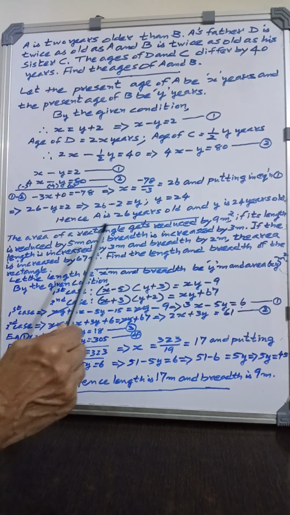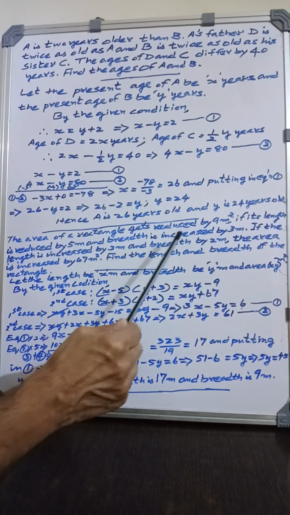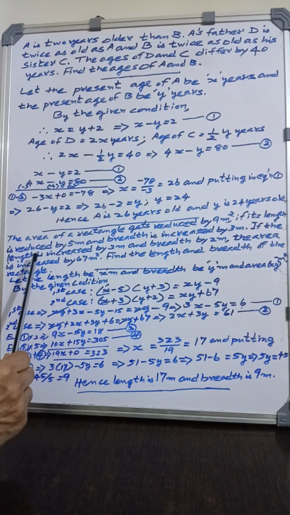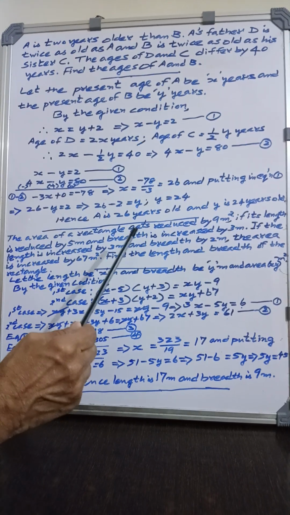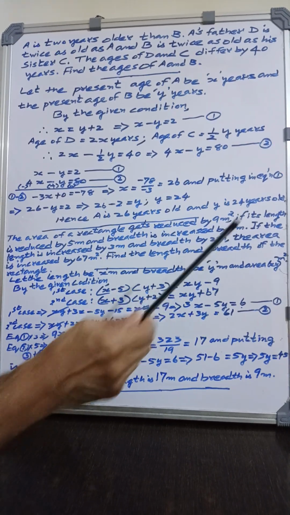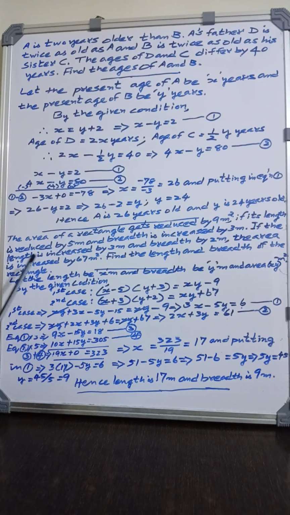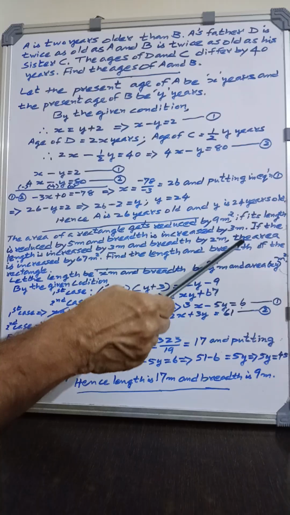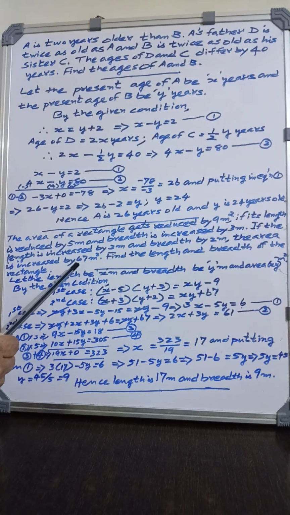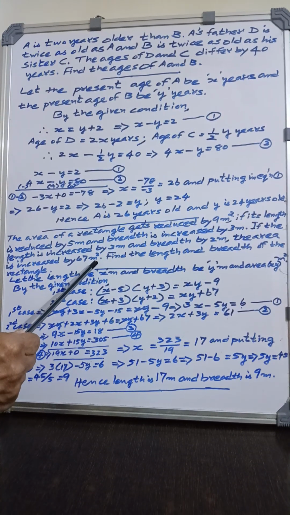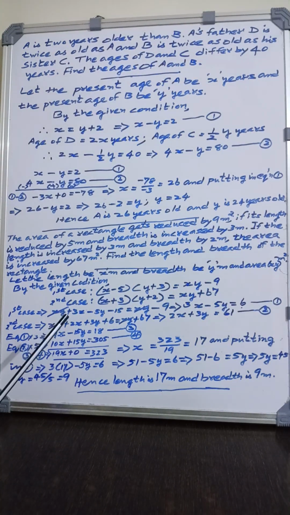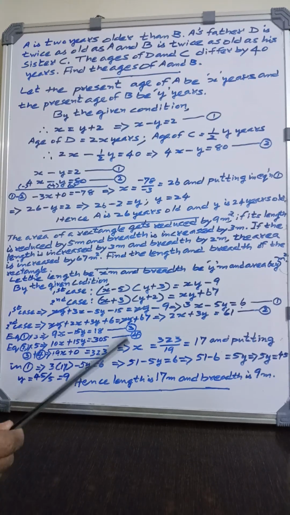The area of a rectangle gets reduced by 9 meters squared if its length is reduced by 5 meters and breadth is increased by 3 meters. If the length is increased by 3 meters and breadth by 2 meters, the area is increased by 67 meters squared. Find the length and breadth of the rectangle. The final question is to find the length and breadth of the rectangle.